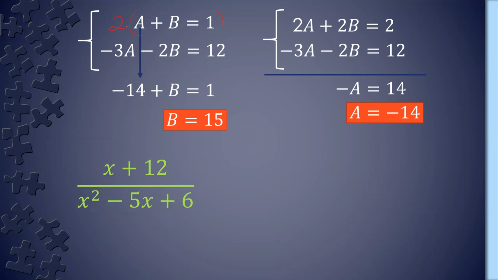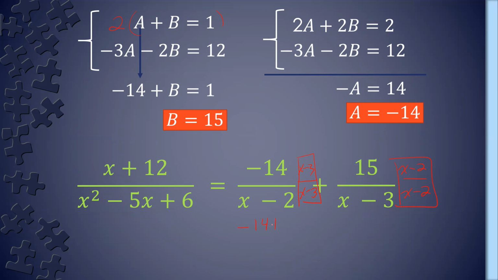Therefore, the fraction that we started out with can be decomposed into negative 14 over x minus 2 plus 15 over x minus 3. Okay, now just to check, if I was to go ahead and perform the actual addition problem here, I'm going to multiply this by x minus 3 over x minus 3. I'm going to multiply this by x minus 2 and the denominator by x minus 2 as well. What am I going to get?